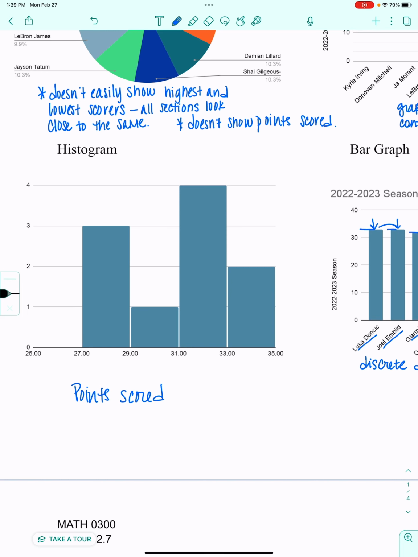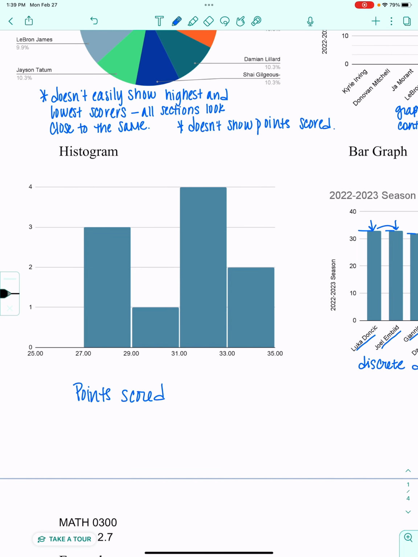And it looks like this first bar is for players who scored between 27 and 29 points. And then from 29 to 31 points, and 31 to 33, and 33 to 35.